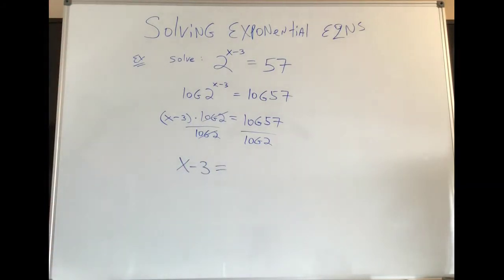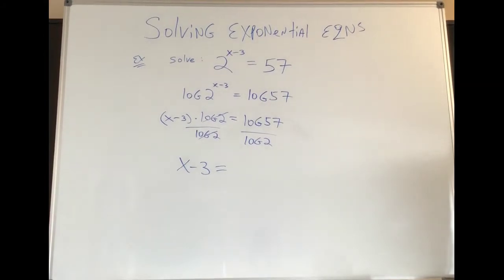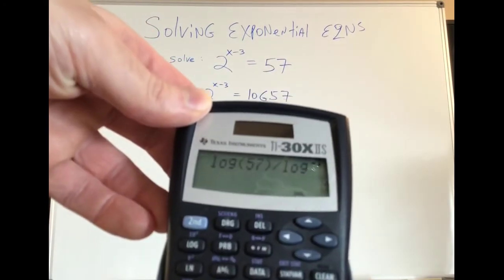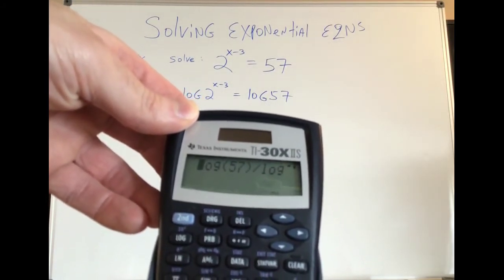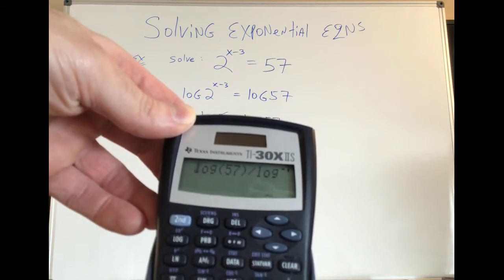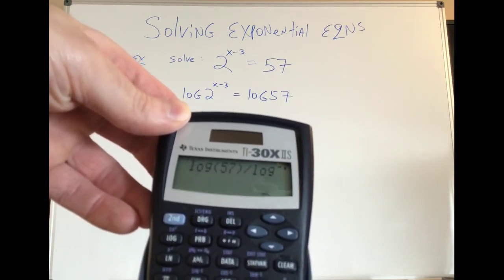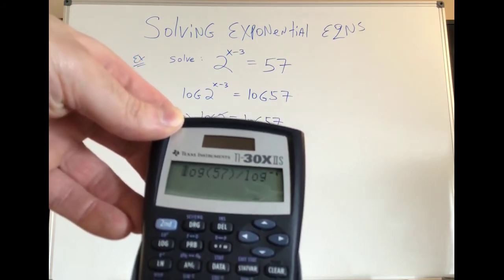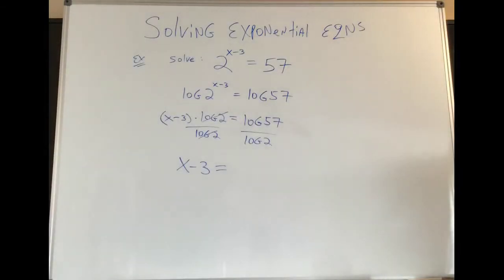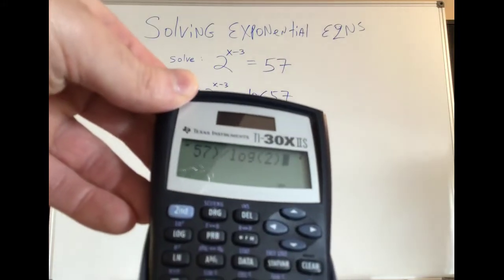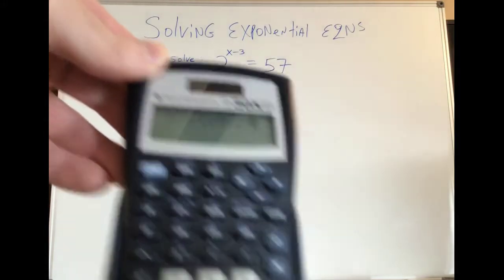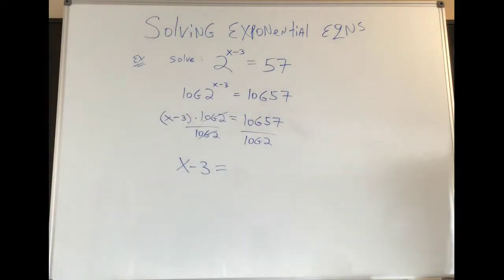Now, here's where I'm going to whip out the calculator. You don't have a choice. You have to do this on the calculator. Notice when I put log 57, I closed the parentheses before I hit divide by log 2. If you don't do that, it's going to give you the wrong thing. Your calculator is not a human being. It doesn't think, okay? You see how I have the divide there? Now I'm going to hit equal.